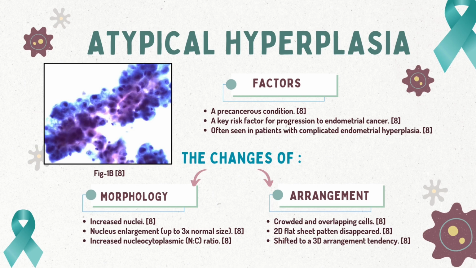Atypical hyperplasia is a precancerous condition, an important factor for the progression to endometrial cancer, and often seen in complicated endometrial hyperplasia patients. In this study, we found that the criteria of atypical glandular cells were changed. The nuclei increased and the nucleus-cytoplasmic ratio increased, and the extent of nuclear enlargement was within 3 times. For the arrangement, the cells are crowded and overlap with each other, and the 2D flat shape distribution has disappeared, showing a 3D arrangement tendency.